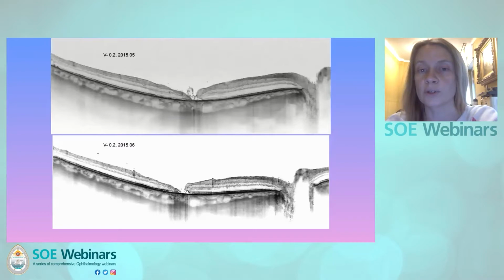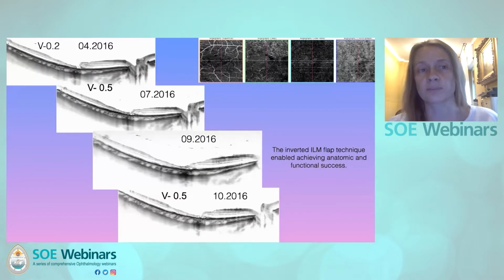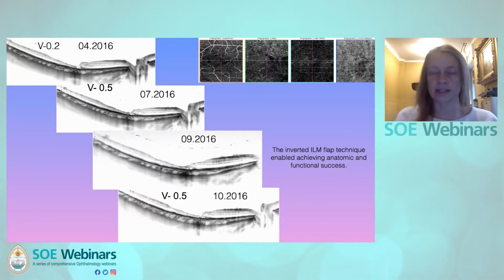The closure process takes also much longer. You can see that the fovea is slowly closed during more than 1 year after surgery, achieving final anatomical and functional success.